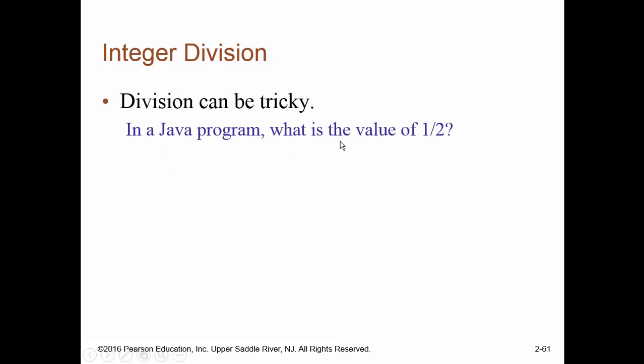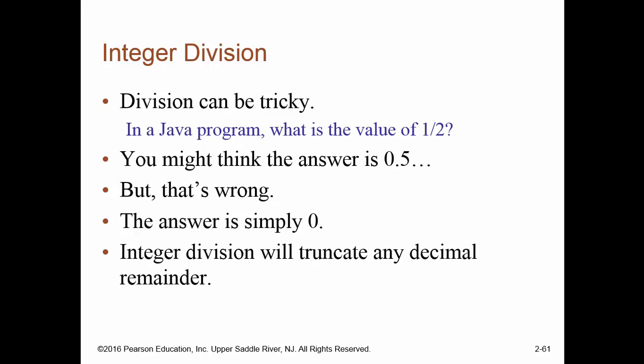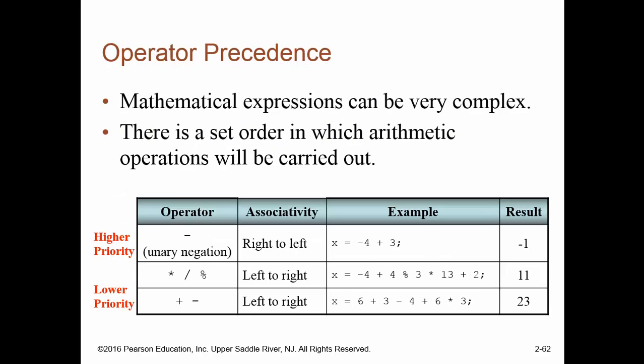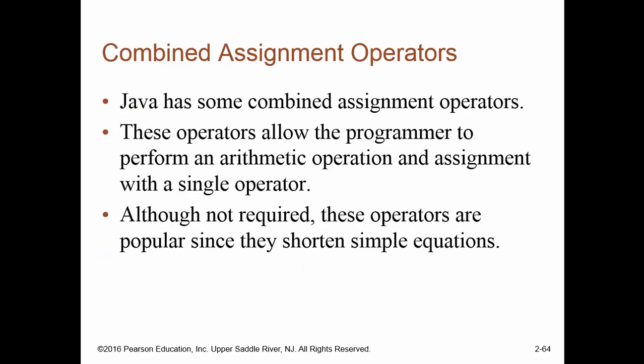It says in a Java program, what is the value of 1 divided by 2? Technically, it's 0. Again, integer division will truncate any decimal remainder. Here's the order of precedence. This should be something that you learned back from your days in high school algebra. You do multiplication, division, and modulo before you do addition and subtraction, bottom line. If you want to get around that, you use parentheses.